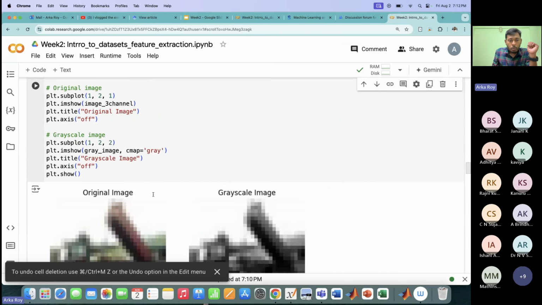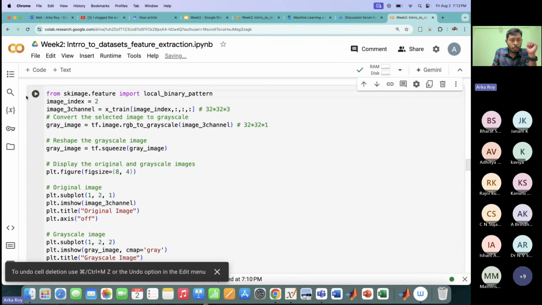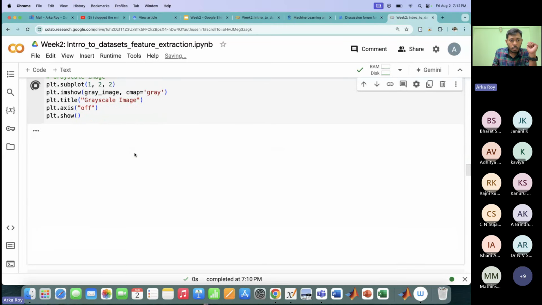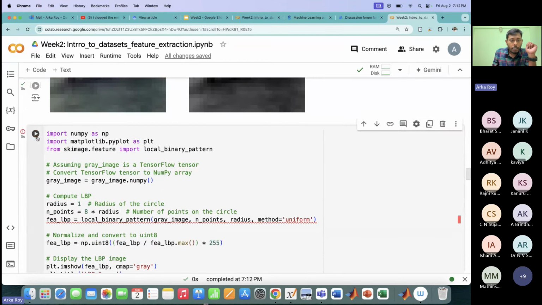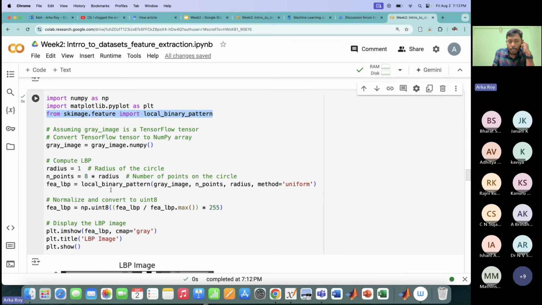So if I just show you, we had the original image, which was 32 by 32 by 3. Now it is 32 by 32 by 1. So you can see that the colors have been washed out. And now from this particular function, I am extracting the local binary pattern. This local binary pattern can be extracted with these sorts of parameters.